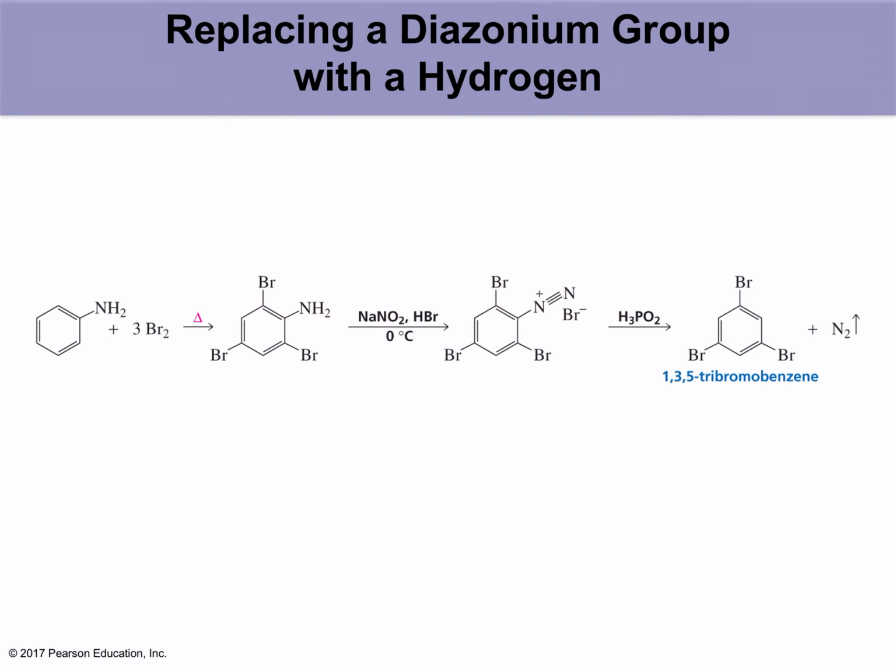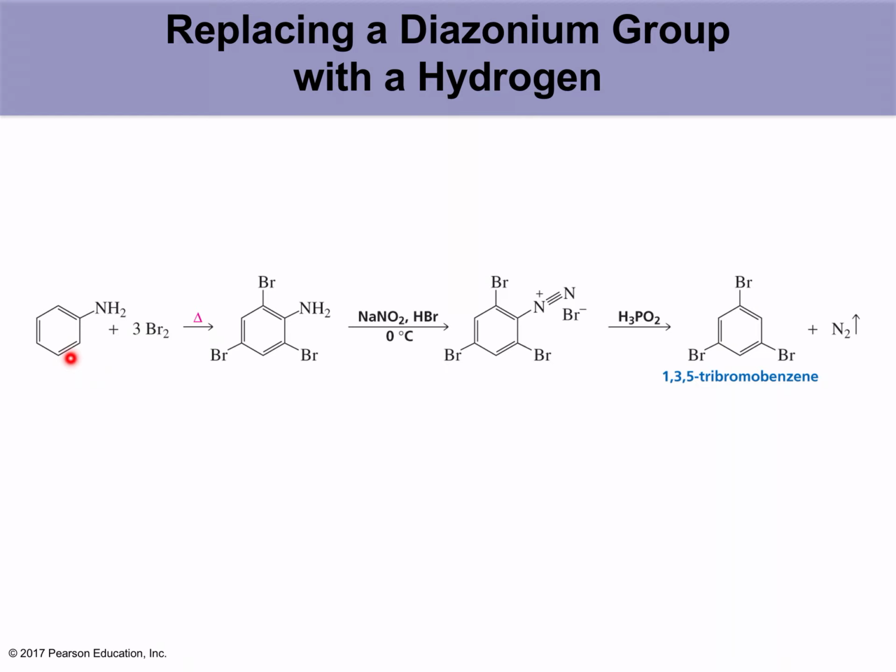And if you want to replace the diazonium group with a hydrogen, what do we need to do? You need to add phosphoric acid. Let's say you want to make this compound, a tribromobenzene, 1,3,5-tribromobenzene. But we know bromine is an ortho-para director, but these are meta to each other. How do we achieve it?